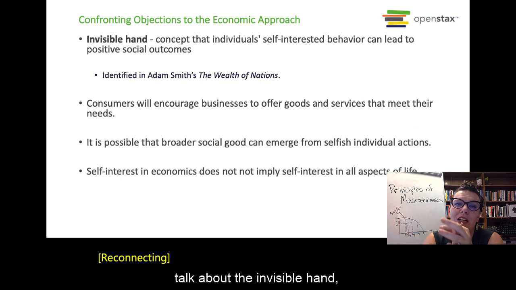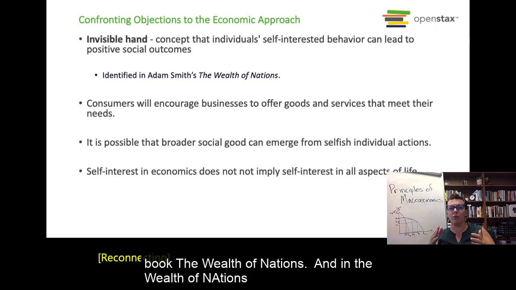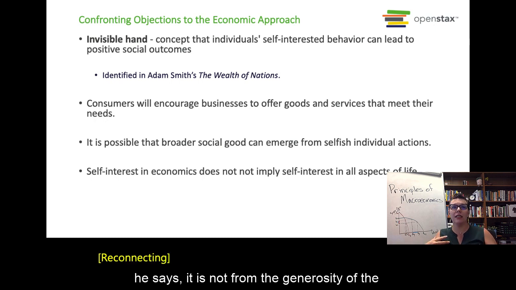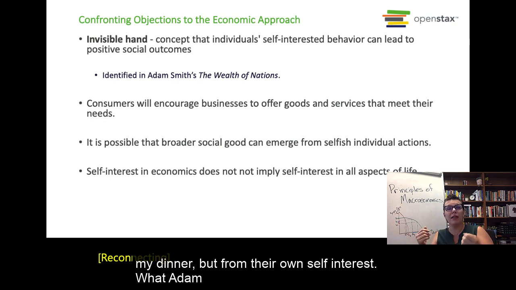When we talk about the invisible hand, and hopefully you've heard this before, the idea comes from Adam Smith's book, The Wealth of Nations. In The Wealth of Nations, Adam Smith is at a market and he is observing the behavior. And he says, it is not from the generosity of the butcher, the baker, or the brewer that I expect my dinner, but from their own self-interest.